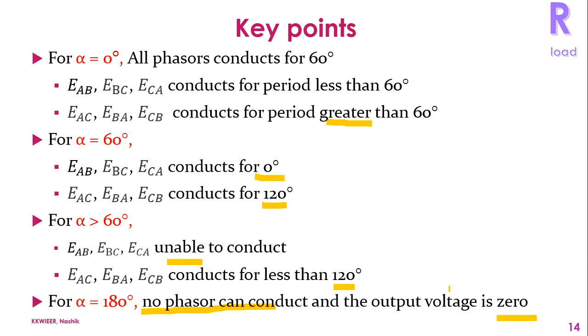So this is about the 3-phase semi-converter with the resistive load. In our next video, we are going to see the RMS voltage as well as the output voltage for the 3-phase semi-converter with the resistive load, and along with that we will see the 3-phase semi-converter with the inductive load.